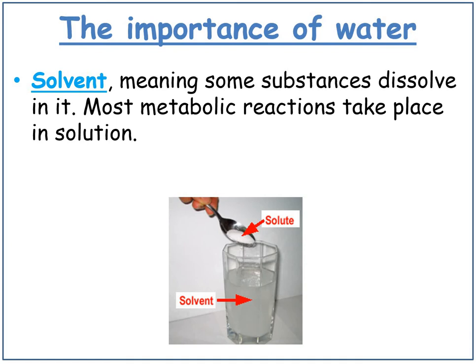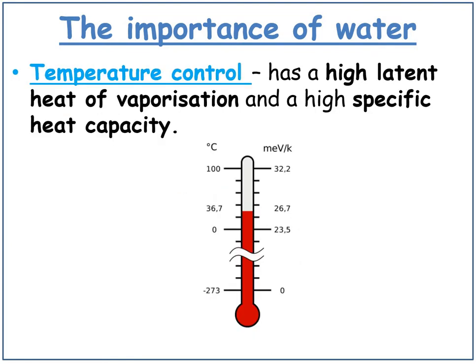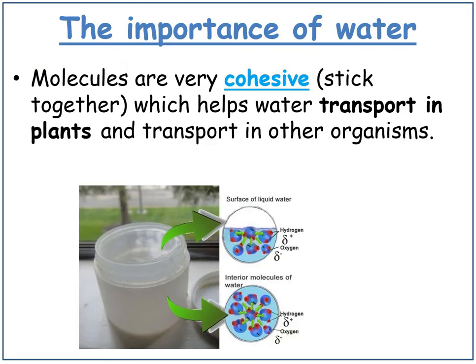It is an important solvent, meaning some substances dissolve in it. Most metabolic reactions take place in solution. It's important for temperature control as it has a high latent heat of vaporization and a high specific heat capacity. The molecules are very cohesive. They stick together, which helps water transport in plants and transport in other organisms.